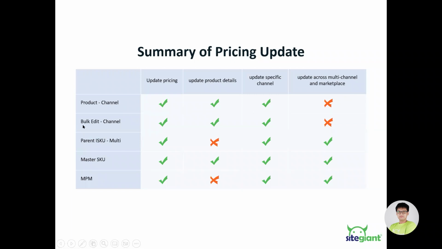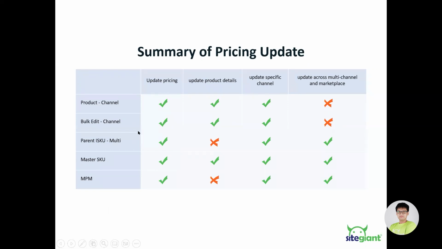However, for bulk edit for channel, it is almost the same as well. You can update the pricing, you can update the product details, you can update it to just one channel, but you cannot update it across multiple channels and marketplaces. So the first one is towards one specific change. For example, I want to update the details for this particular product only in this particular channel. Then I use method 1. For method 2, I know that my second seller center has a promotion coming on that is special for the second seller center only.